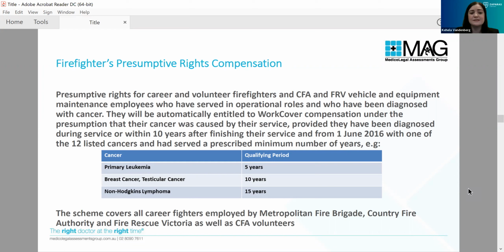There are 12 cancers listed. I've only put 3 there just to save space, and there is a qualifying period. So, for example, if they have been diagnosed with leukemia, they must have served in that role for at least 5 years. If they've only been there for 1 or 2 years and then developed leukemia, then they wouldn't come under the presumptive rights compensation. There may be other ways that they can try and get a claim accepted, but it wouldn't be through the presumptive rights avenue.